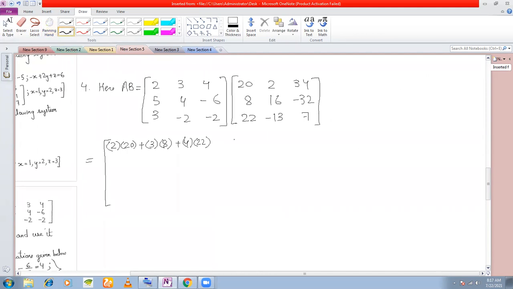Okay. Next, first row, second column. So 2 into 2, plus 3 into 16, plus 4 into minus 13. Next, first row, third column, 2 into 34, plus 3 into minus 32, plus 4 into 7. Next, second row, first column, 5 into 20, plus 4 into 8, plus minus 6 into 22.